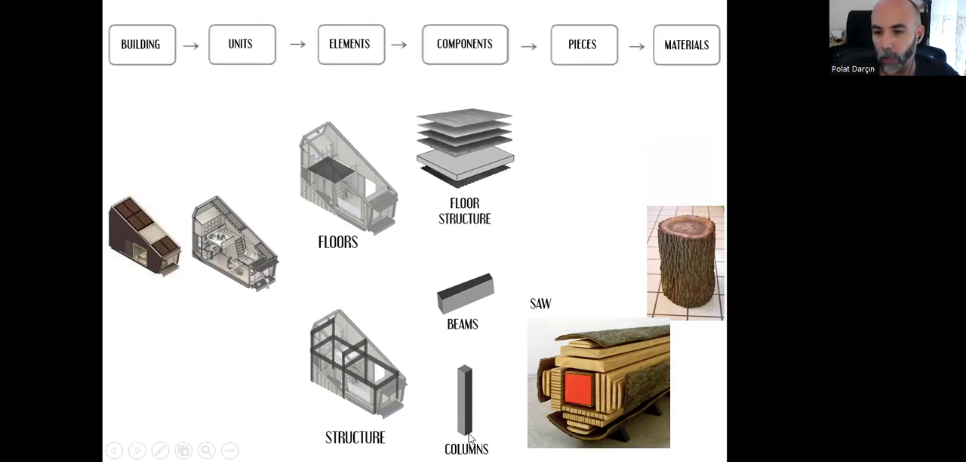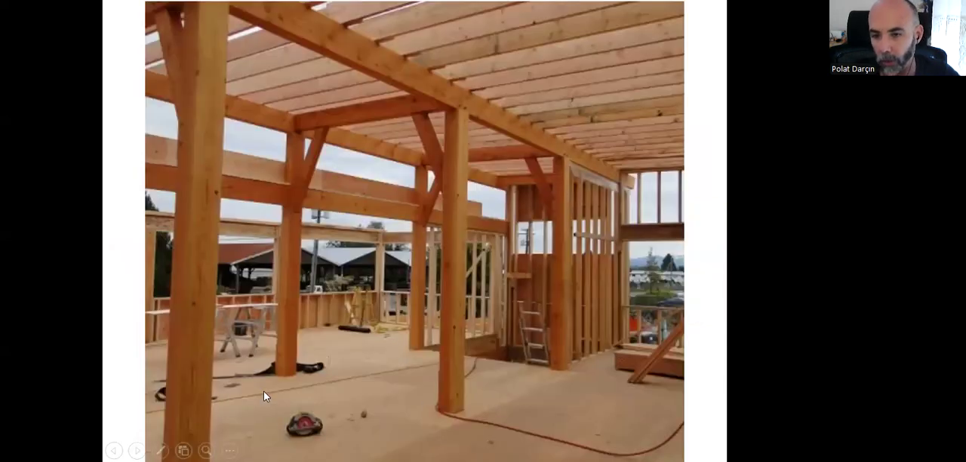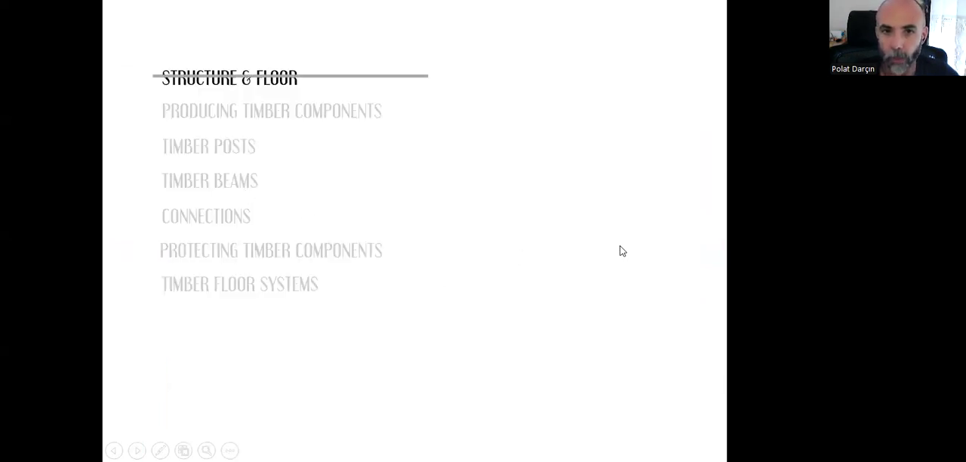And like this one, we can have this big middle part and use it as our columns, or the side one can be one of our beams. And the combination will give us the timber structure, timber frame structure. So these are the columns, and that's a beam, and these are the girders, smaller beams.